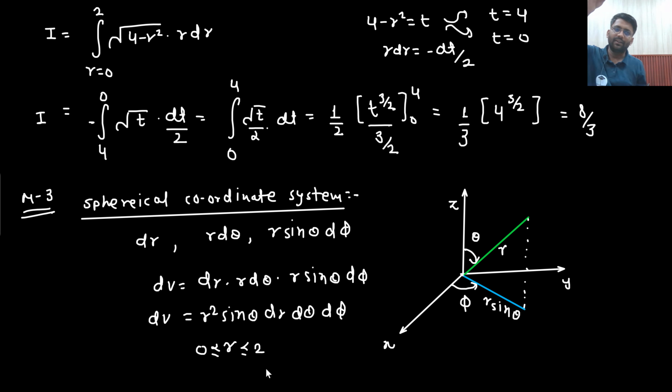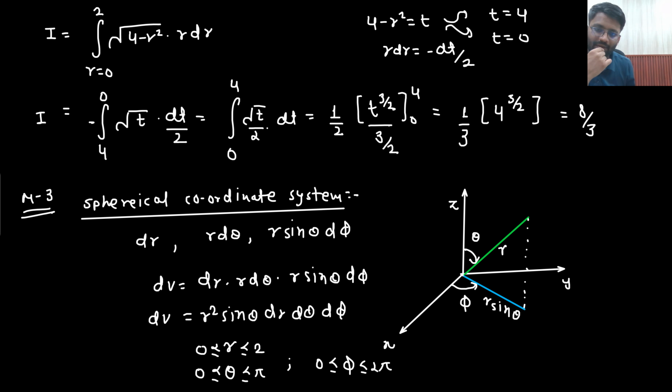What about theta? Theta will be 0 to pi, the complete 0 to pi. Why is that so? Because it is the angle made in the downward direction with the positive z axis. And what about phi? Phi will be taking the complete circle, which will be from 0 to 2 pi.